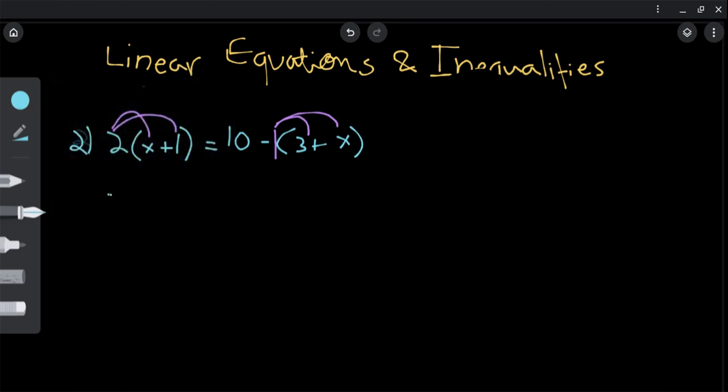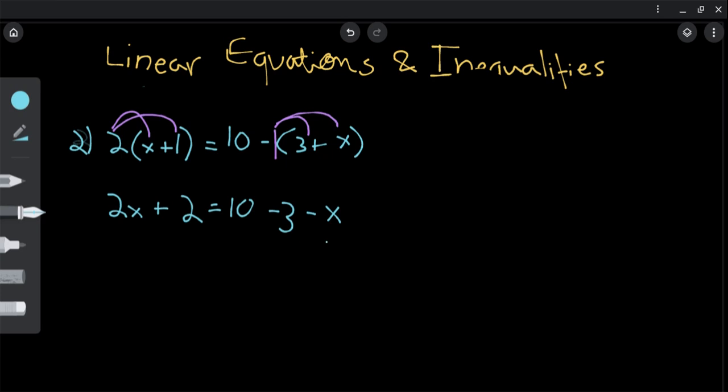So we have 2x plus 2 equals... by 10 minus negative, remember it's negative, don't forget the operation. Negative 1 times 3 is negative 3. Negative 1 times x is negative x.